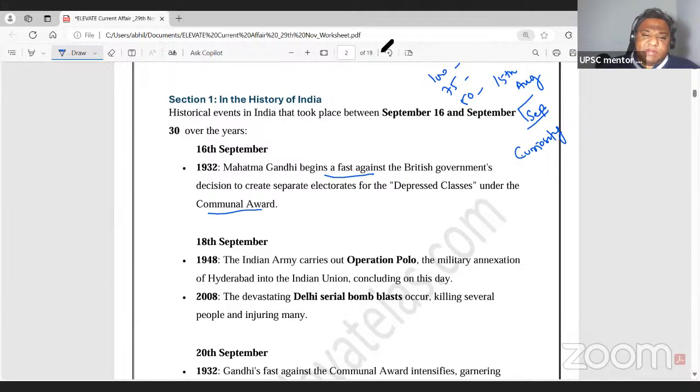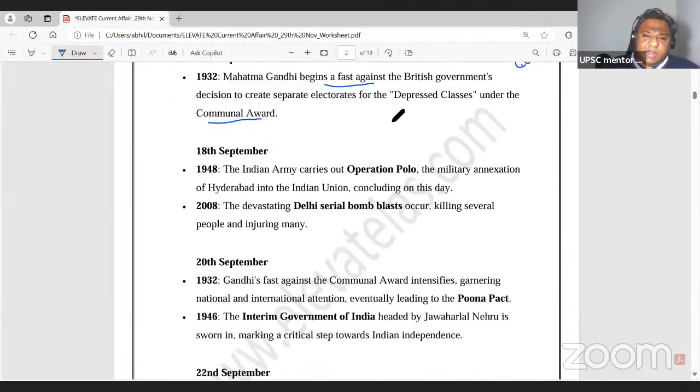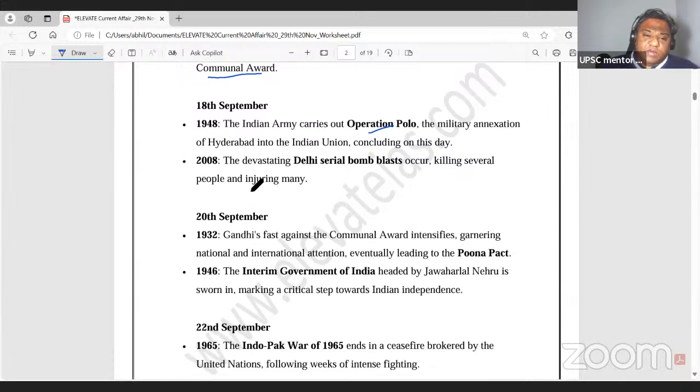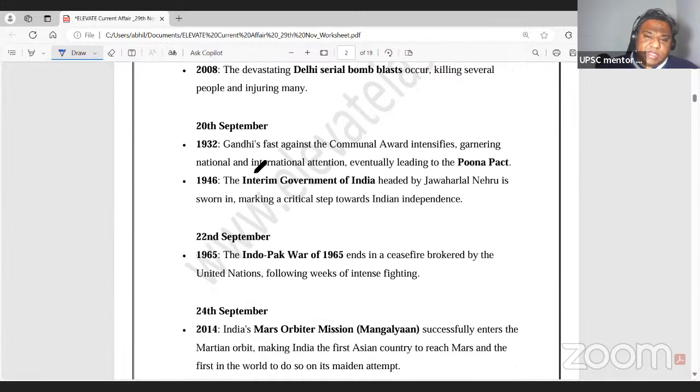So on 16th September, if you remember, the communal award story happened. On 18th September in the year 1948, Operation Polo was completed. The princely state of Hyderabad was inducted into the Indian Union. Operation Polo. In 2008, a severe Delhi blast had happened during that time.